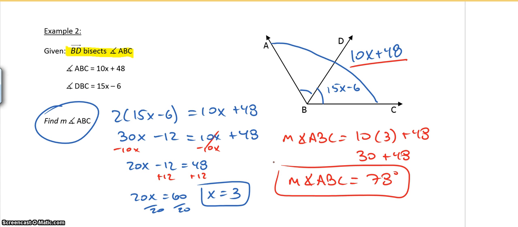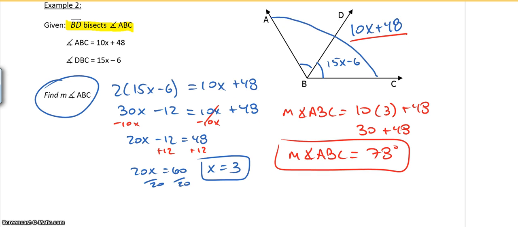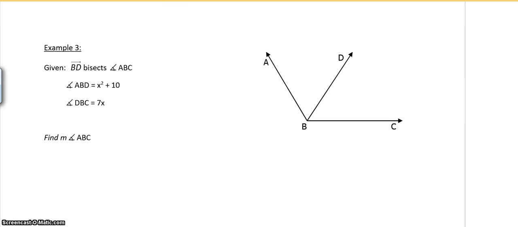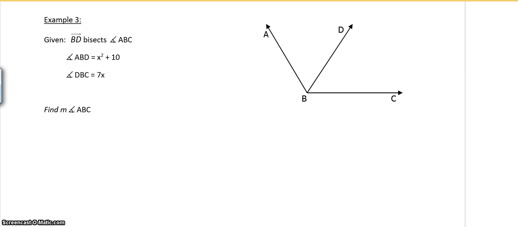Alright, not so bad, right? Well, if that's too easy for you, let's challenge you a little bit. Okay, example 3. BD bisects ABC. So again, BD is my bisector, so label your congruent parts. Again, it just makes it easier later. ABD is x squared plus 10. Oh no, the dreaded x squared. DBC is 7x. Alright, we know they're congruent, so let's go ahead and set them equal.